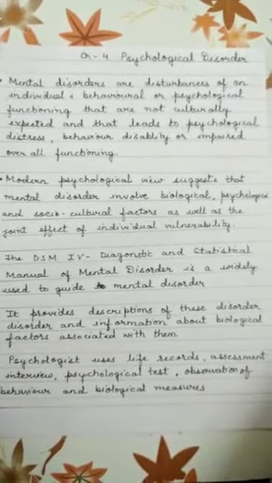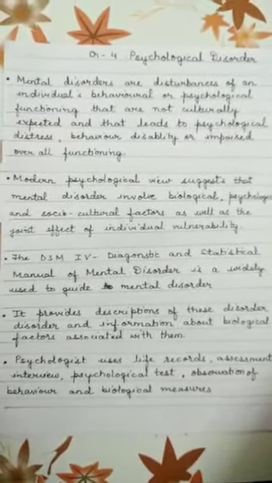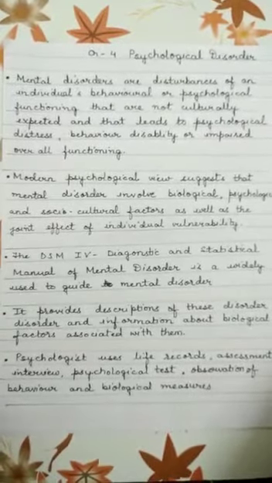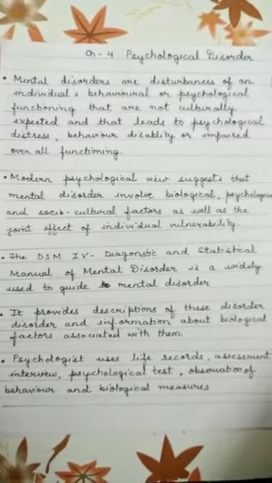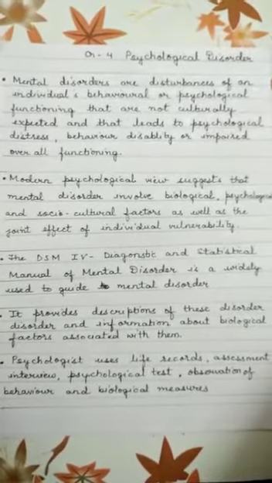And in this chapter, we are going to discuss what changes take place in an individual when one suffers from a psychological disorder, changes in their behavior and changes in their social activities. So children, it is often believed that mental disorders are disturbances of an individual's behavior or psychological functioning that are not culturally expected and that lead to psychological distress, behavior disability or impaired overall functioning.